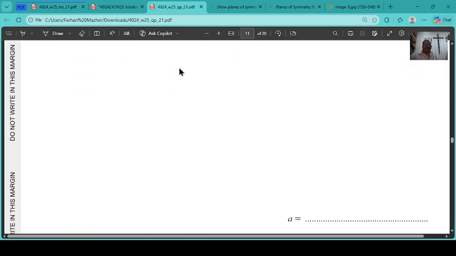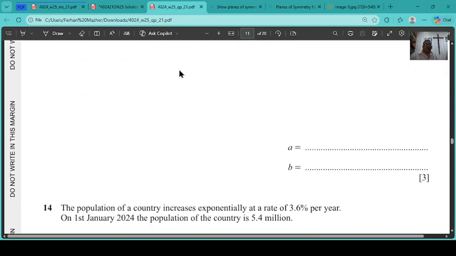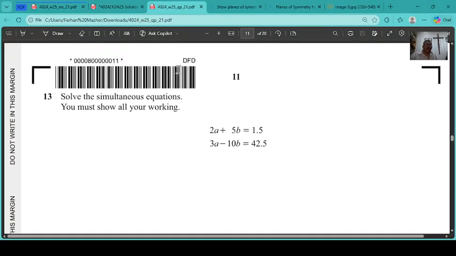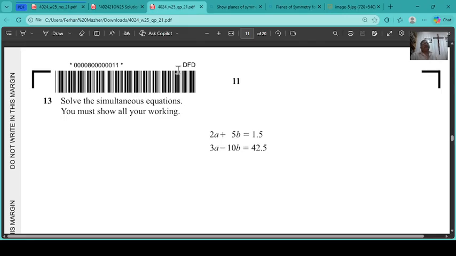Okay, the next question is question number 13, and it's a 3 marks question. We have to find out the value of A and the value of B. Here we have to solve the simultaneous equations. You must show all your working. 2A plus 5B equals 1.5 and 3A minus 10B equals 42.5.